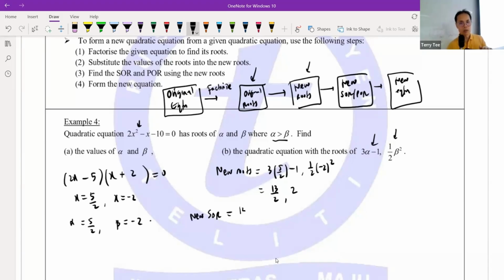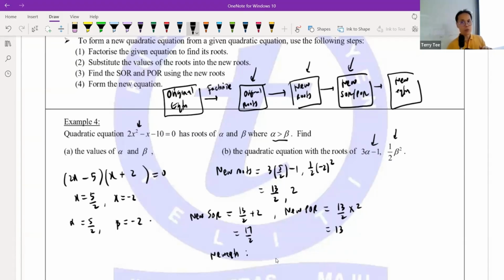Take these two, add together, you should get 17 over 2. Take your new POR. POR means take these two new roots, multiply together, you will get 13. So with that, can we find a new equation or not? Yeah, new equation.